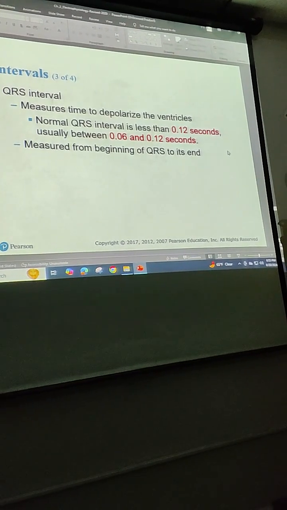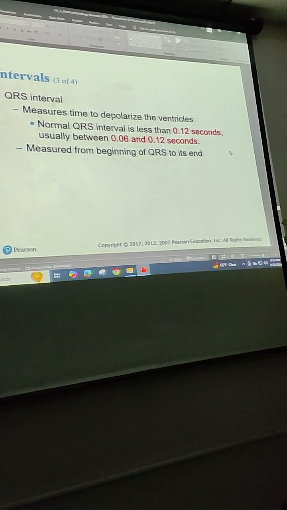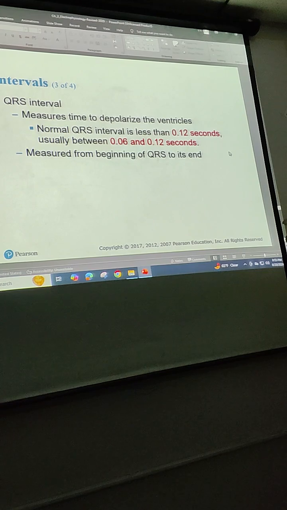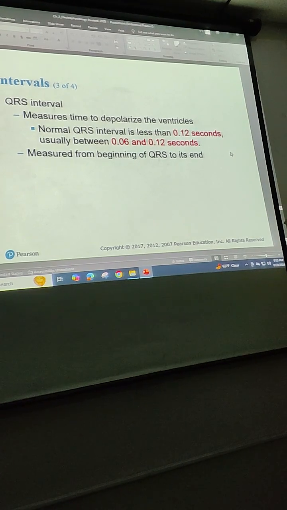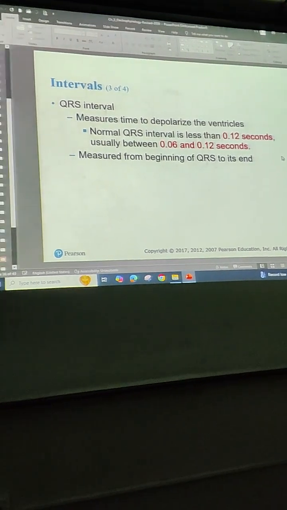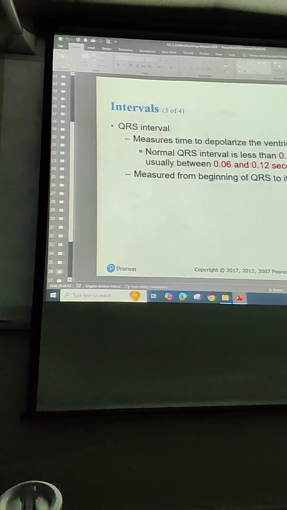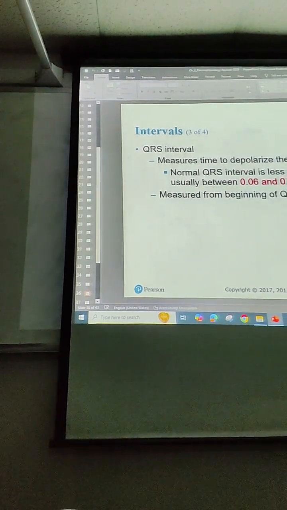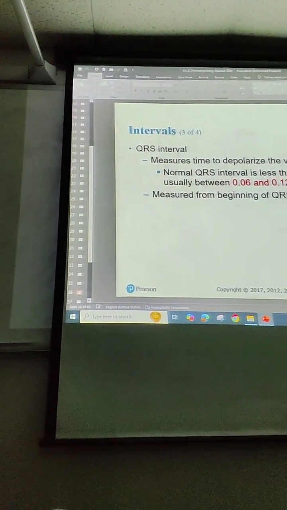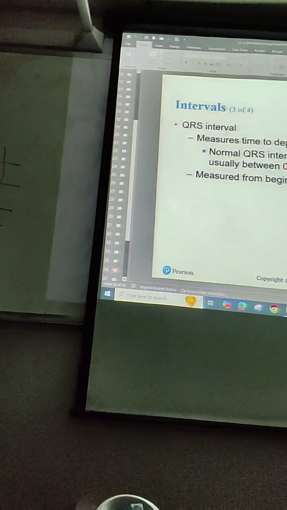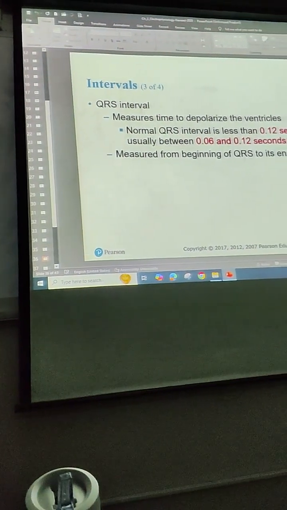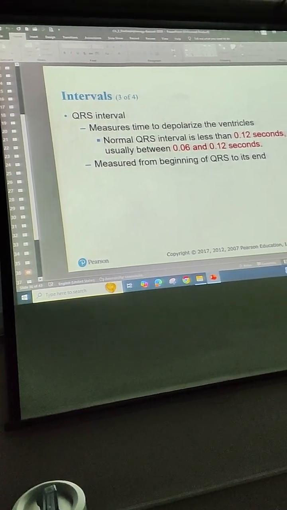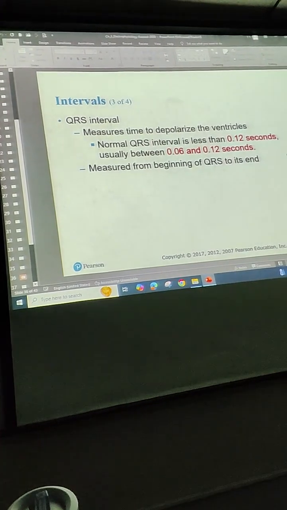These numbers you need to know for the exam because they like to ask these things. So what is the time of the QRS? 0.06 to 0.12 seconds. Pay attention, that is seconds, not hours, not years, not months. Sometimes they give you the same thing but put hours. Wait a minute, don't let it fool you.